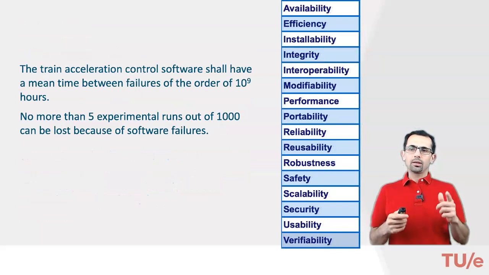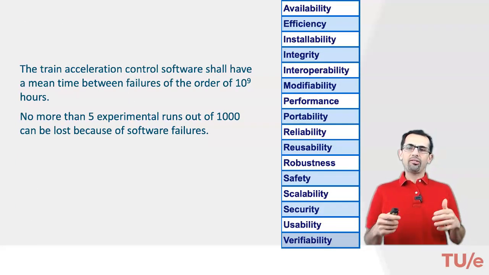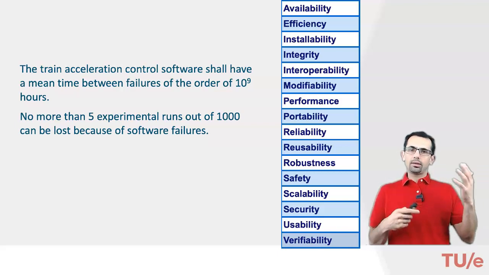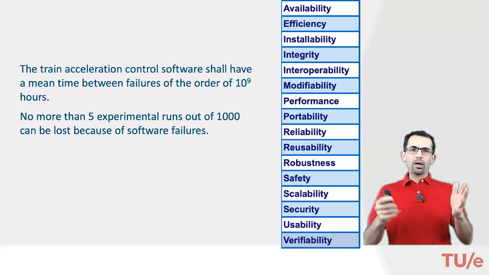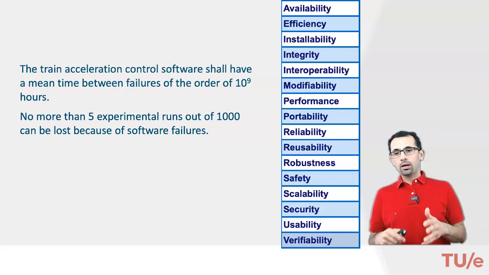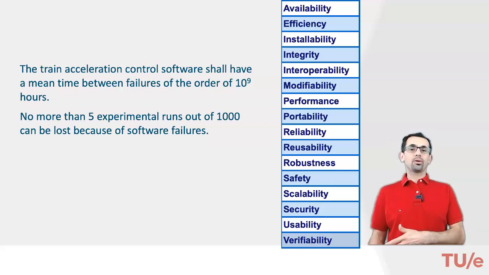Another one. Train acceleration control software shall have a mean time between failure of the order of 10 to the 9, or whatever that number is, millions, I guess, of hours. Okay, or no more than 5 experimental runs out of 1,000 can be lost because of software failure.